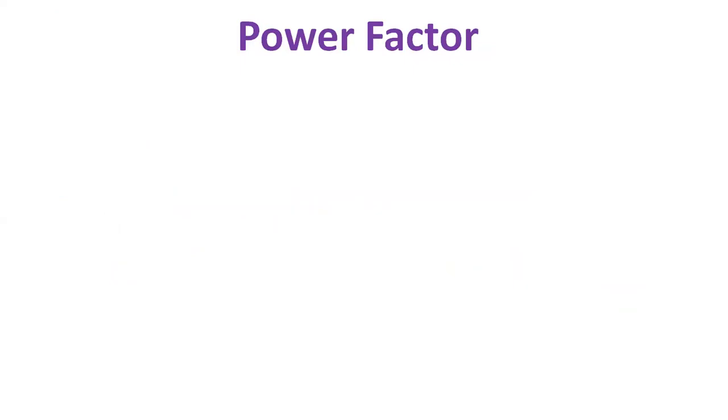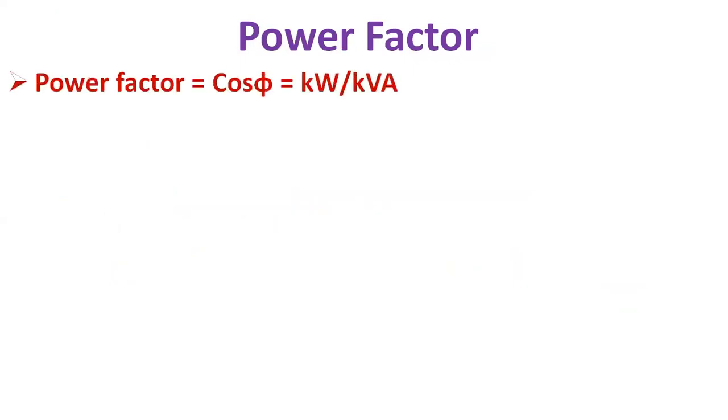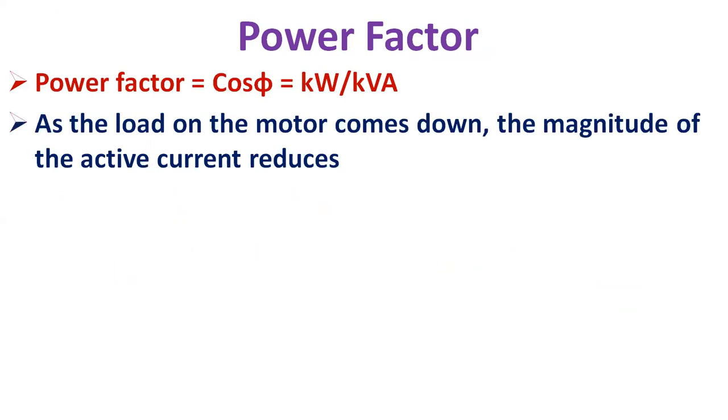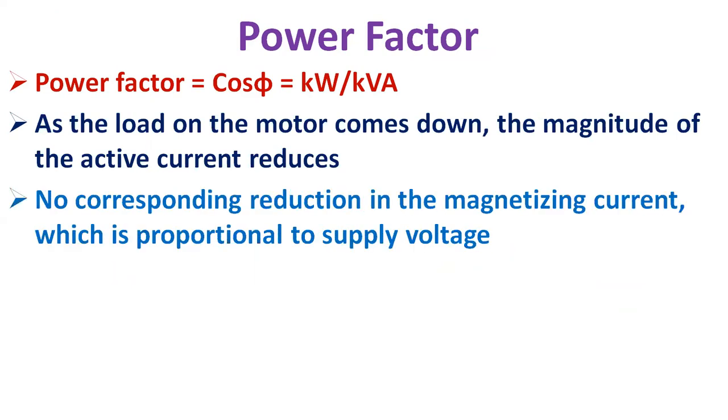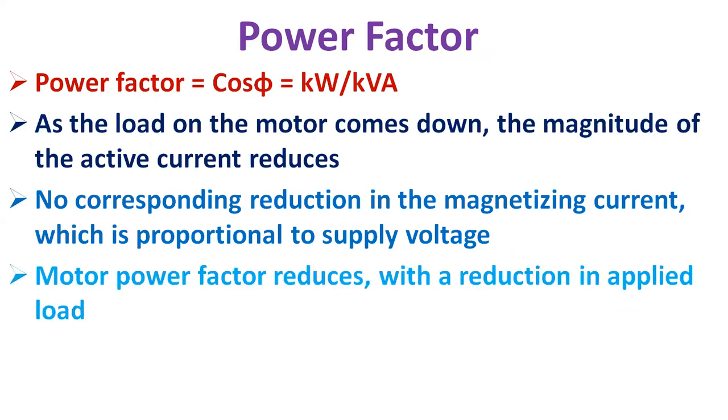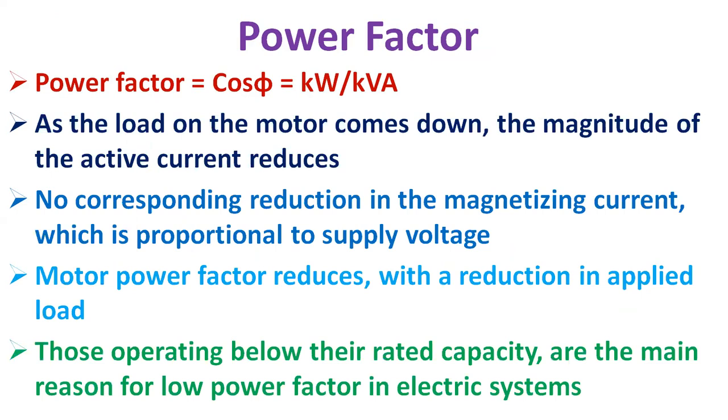The power factor of the motor is given by cos phi, that is kilowatt by kVA. As the load on the motor comes down, the magnitude of the active current reduces. However, there is no corresponding reduction in the magnetizing current, which is proportional to supply voltage, with the result that the motor power factor reduces. With a reduction in applied load, induction motors, especially those operating below their rated capacity, are the main reason for the low power factor in electrical systems.